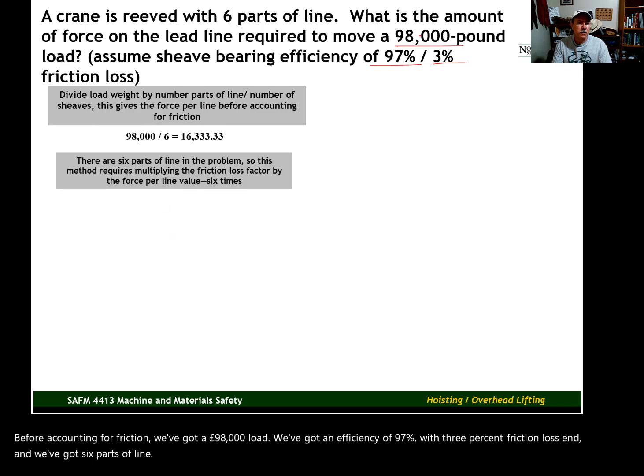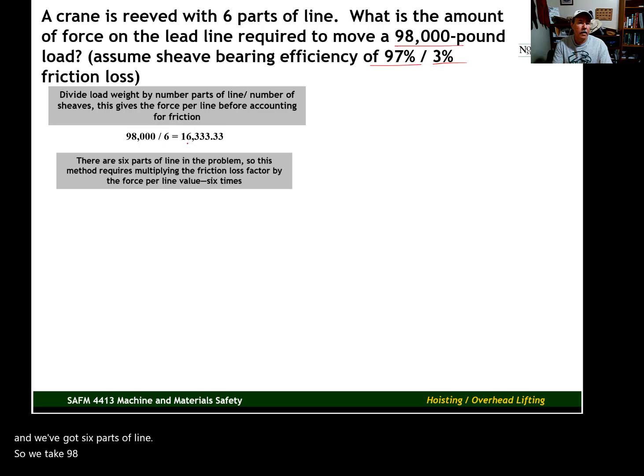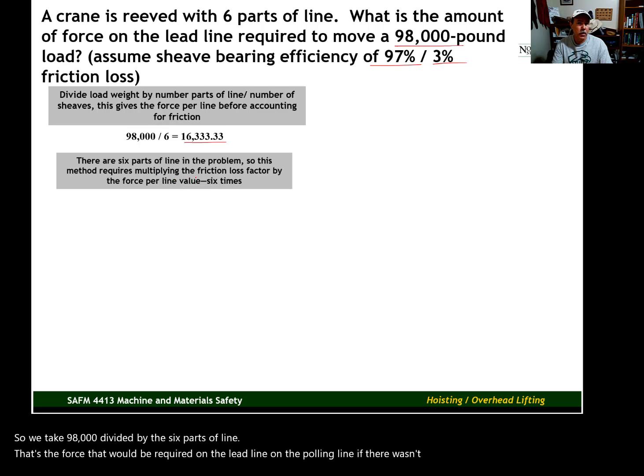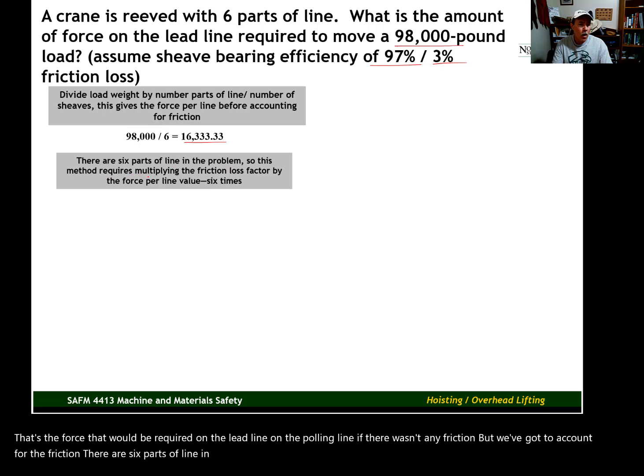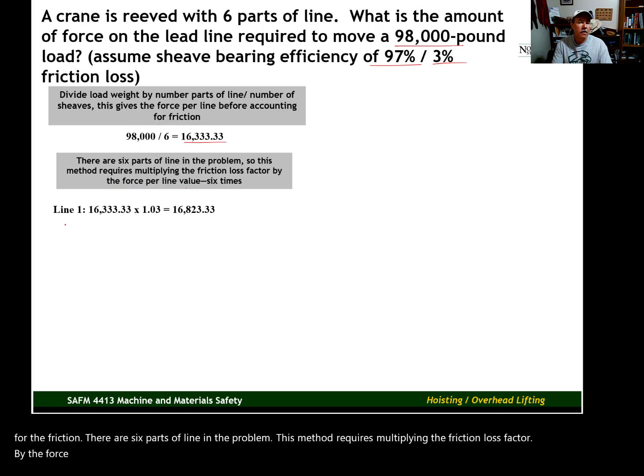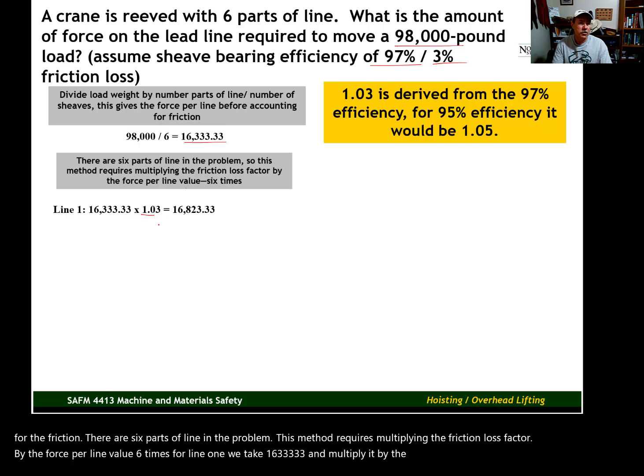So we take 98,000, divide it by the 6 parts of line. That's the force that would be required on the lead line, on the pulling line, if there wasn't any friction. But we've got to account for the friction. There are 6 parts of line in the problem. This method requires multiplying the friction loss factor by the force per line value 6 times. For line 1, we take 16,333.33 and multiply it by the friction loss factor of 1.03.